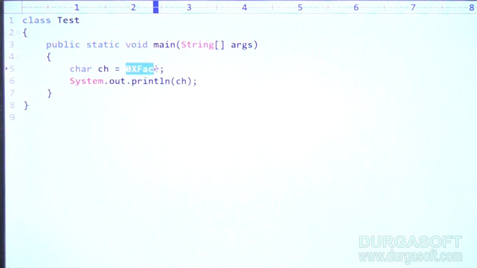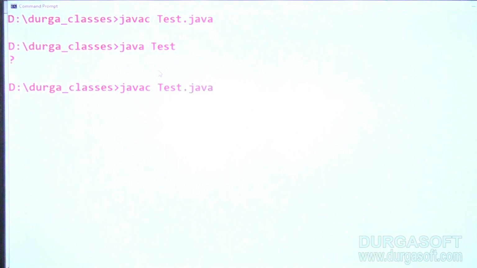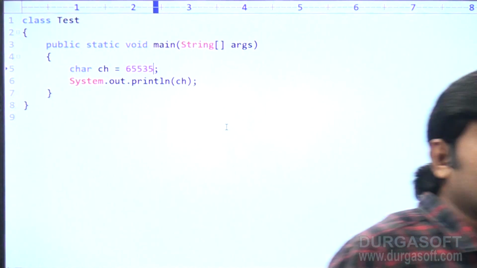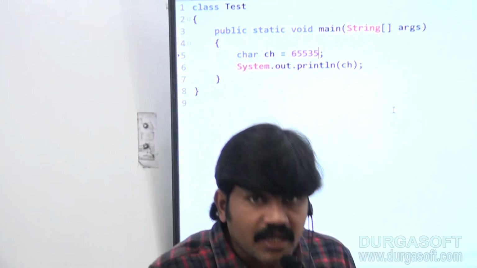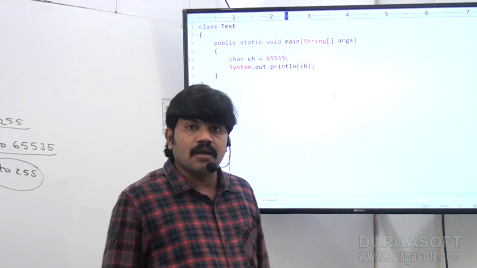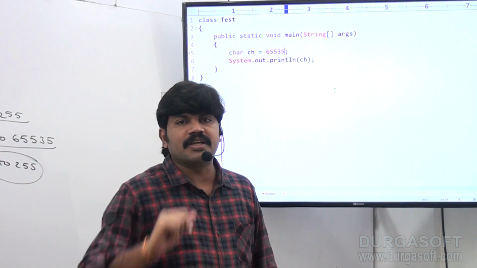Next, 65,535. What is the answer we are going to get? Question mark is the answer, sir. Remember this one, question mark itself is the answer. Don't think the question mark is the corresponding character; it is because that font is not there in my system. But here one more small thing, sir: really, the question mark is also one character.